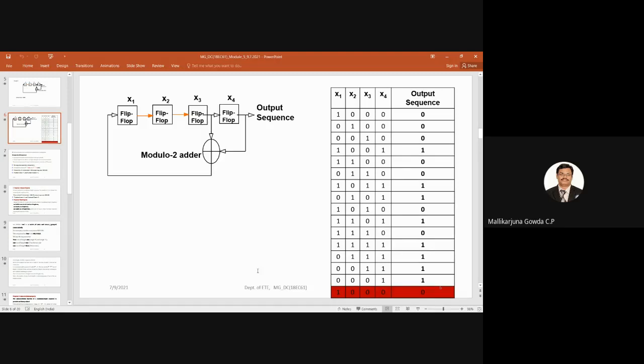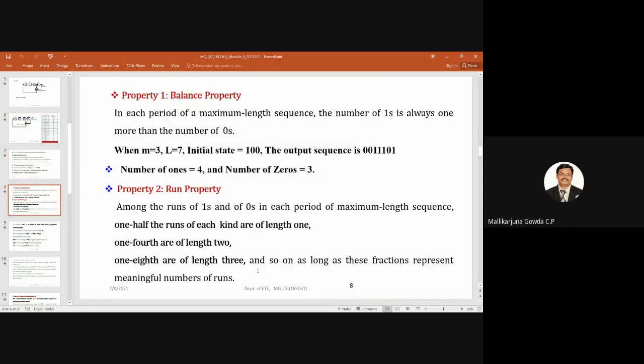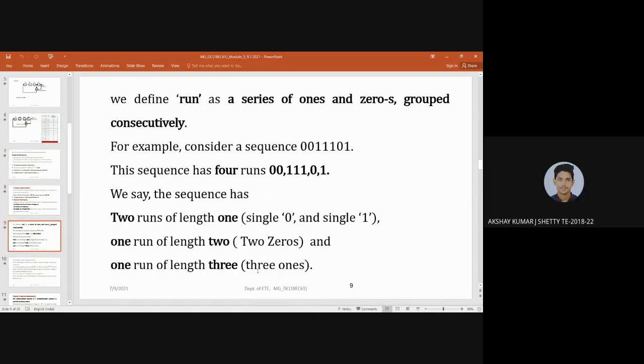Is this clear with that example? Sir, but the last one, like 4 bits we have, sir. It should be 1/16 of length. Is it?